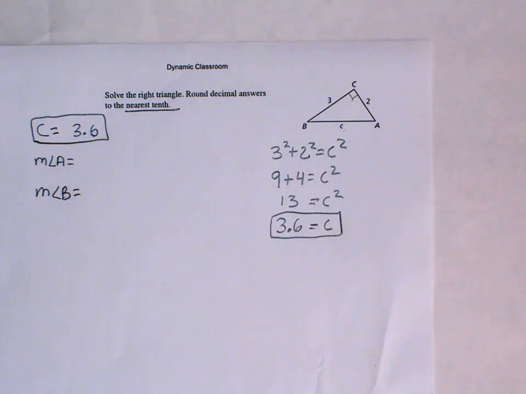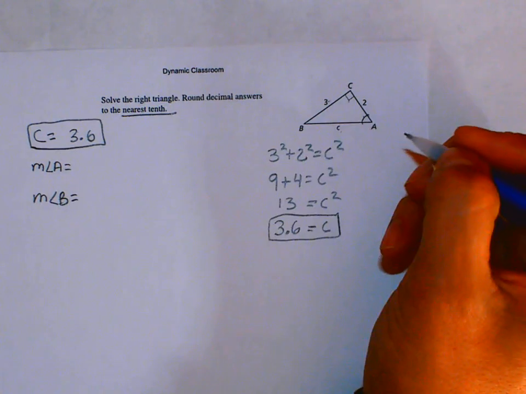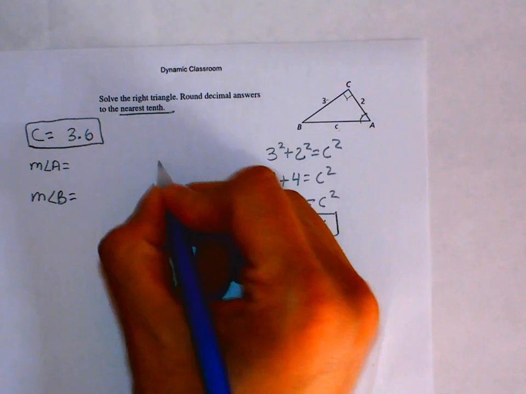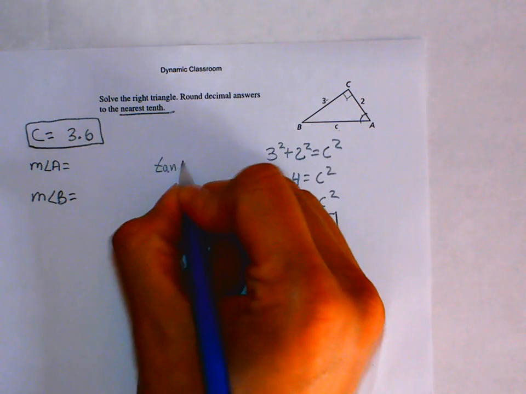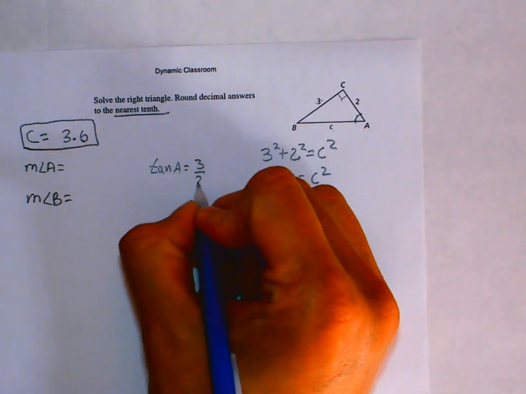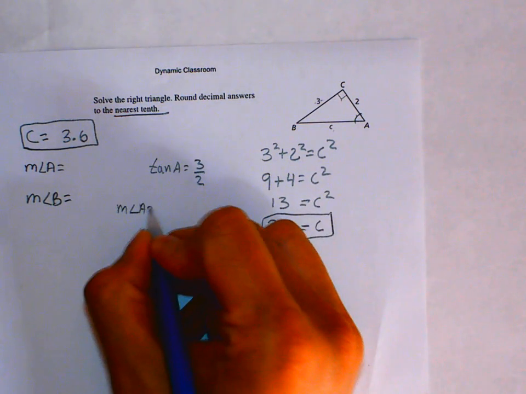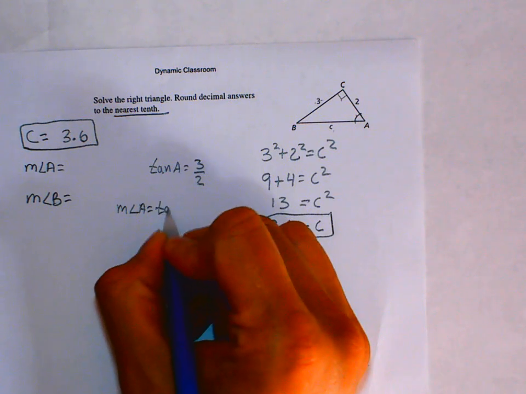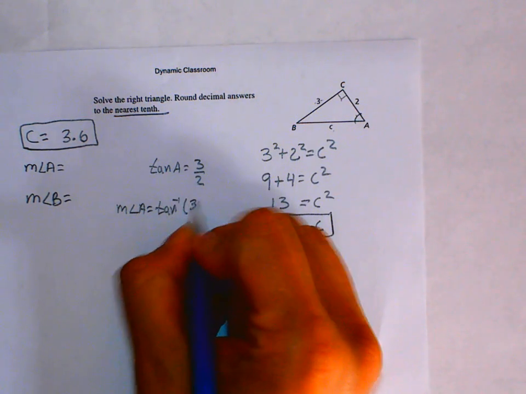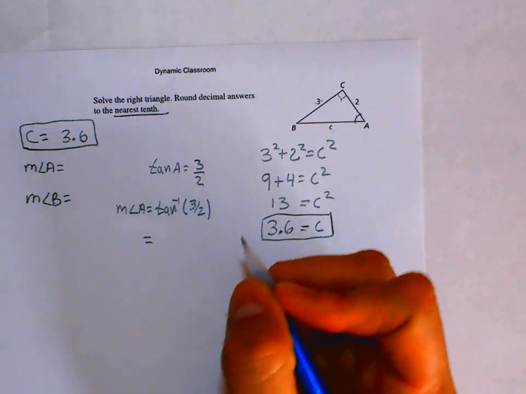Now I need to find out what A is, or B. Now, it doesn't matter which one you get first, so let's do A. Now, A, I know the opposite and the adjacent, which means I'm going to use tangent. So the tangent of angle A is going to be the opposite over the adjacent, 3/2. So I'm going to need to find out the measure of angle A by doing the inverse tangent of 3/2. So all I have to do now is just put it in the calculator.